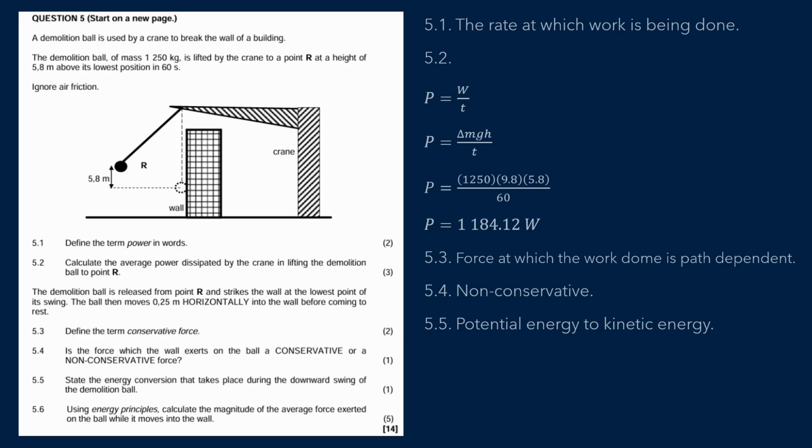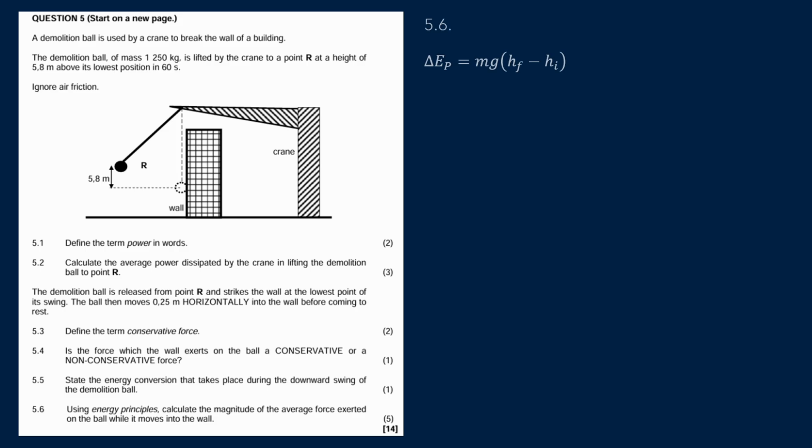And moving on to the last question, which is 5.6, it says, using energy principle, calculate the magnitude of the average force exerted on the ball while it moves into the wall. So I've written down the formula. Change in potential energy is equal to mg(hf minus hi), and substituting in the values, I get 1,250 multiplied by 9.8 multiplied by (0 minus 5.8), and that will give me a change in potential energy equal to negative 71,050 joules. Now I'm going to go and look for change in kinetic energy.